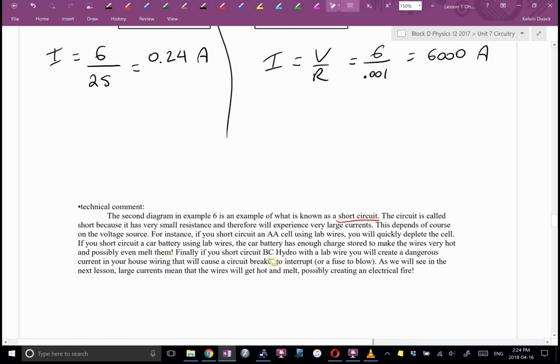If you short circuit BC Hydro with a lab wire, you'll create a dangerous situation in your house wiring that will cause a circuit breaker to interrupt or a fuse to blow. And I'll explain to you why that's the case in another lesson. Be careful with electricity.